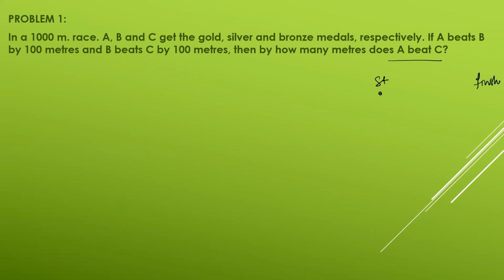So when A starts his race, A completes 1000 meters at first. When A is at 1000 meters, B is basically at 900 meters. And then because B has also received silver medal, that means when B reaches the destination, B is at 1000 meters and C will be at 900 meters.